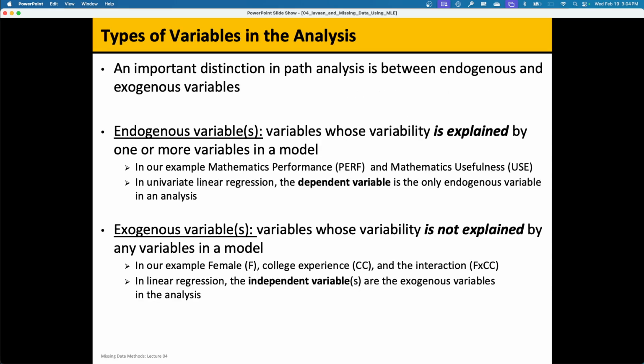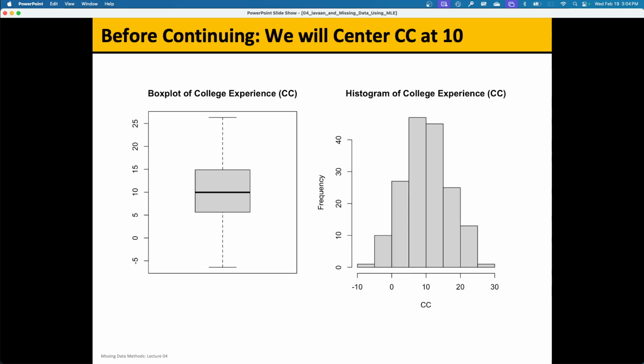There's our data. The scale goes from 0 up to 40 or something like that. These are the number of credit hours you've taken in math classes in college. And I think the average was right about 10. So that's what I did.